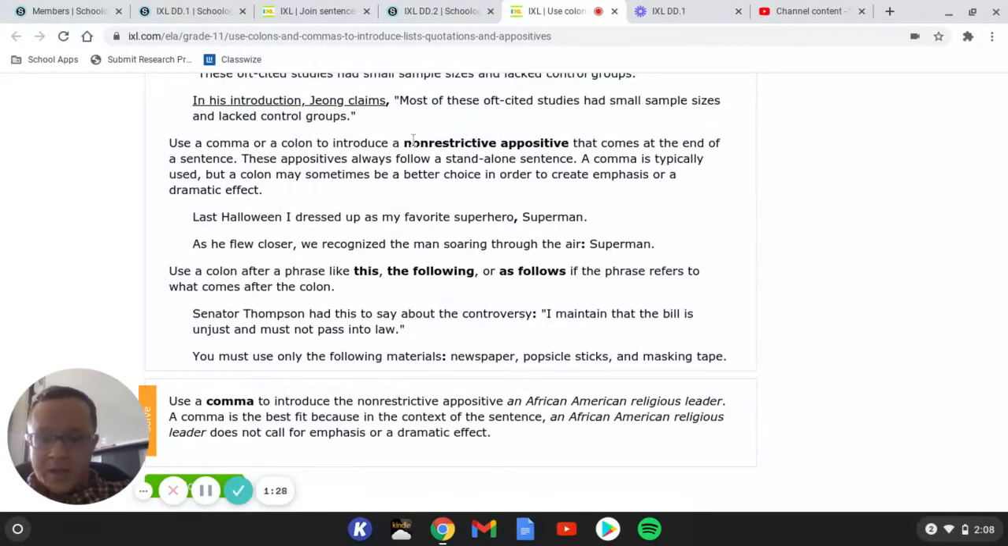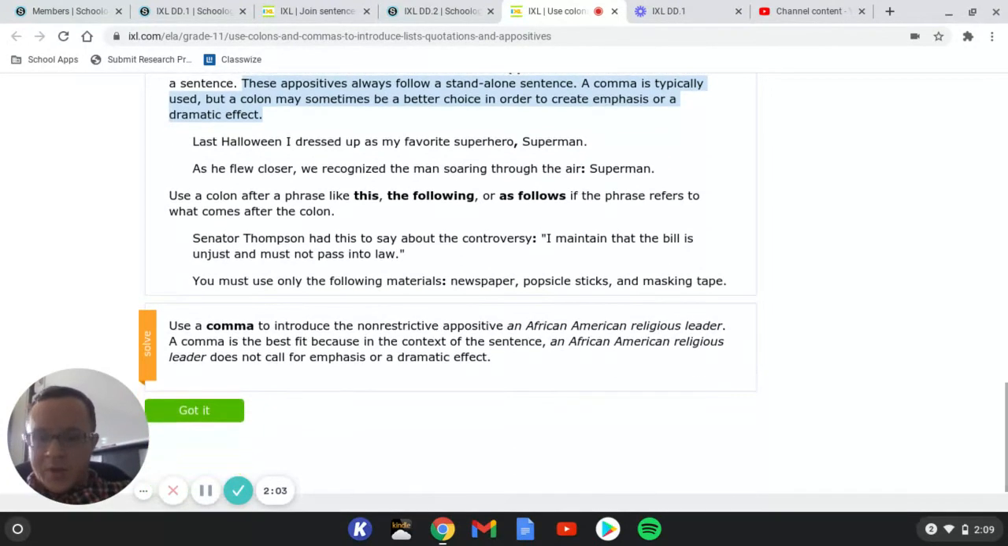And then we have a comma, right? A comma is used in what's called a non-restrictive appositive. Say that 10 times fast. And those come at the end of a sentence as well. It says here, these appositives always follow a standalone sentence. A comma is typically used, but a colon may sometimes be a better choice in order to create emphasis or dramatic effect. So a lot of the time it's going to be a matter of taste.